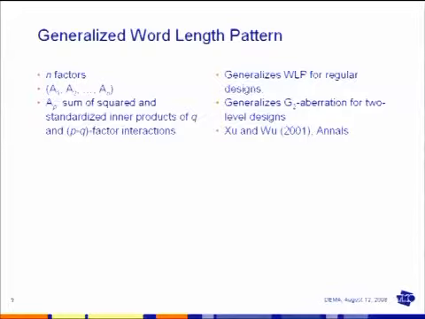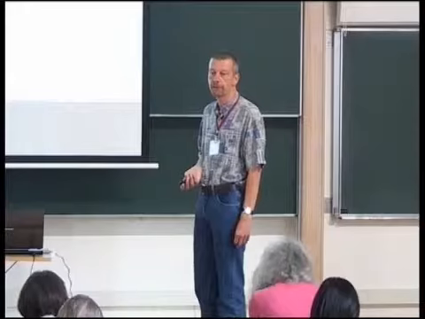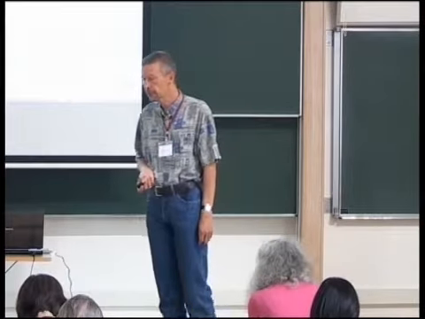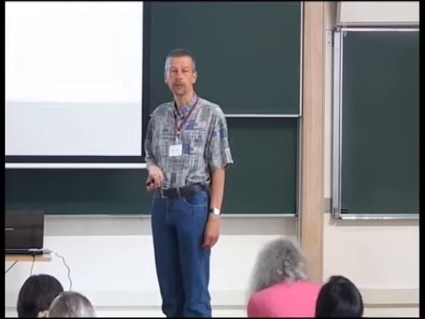And it also happens to be, but perhaps this is a less interesting feature at this moment, a generalization of a special kind of word length pattern, I think by Deng and Tang, called the G2 aberration. So the reference of this generalized word length pattern is in an Annals paper of Jeff Wu and Hongxiang Zhu of 2001.